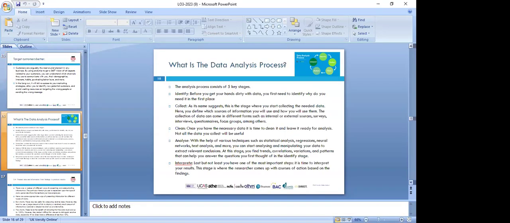Okay. The analysis process contains 5 key thematic areas. 1, identify. Before you get your hands dirty, you have to identify, isn't it? 2, you have to collect all the needed data. 3, you have to clean. You have to dress it. You have identified, you have to collect it, and then you have to dress it.